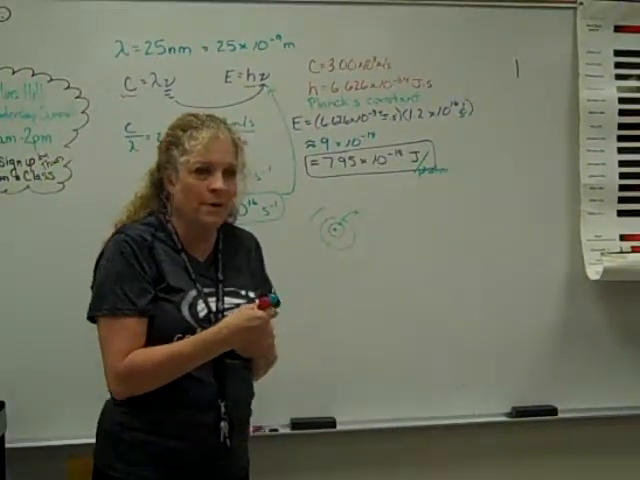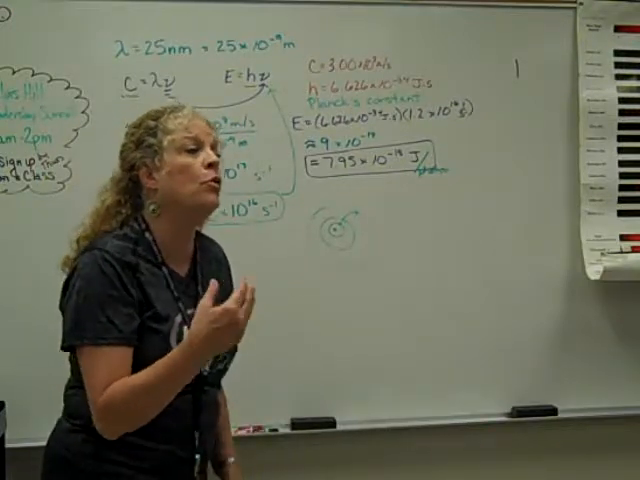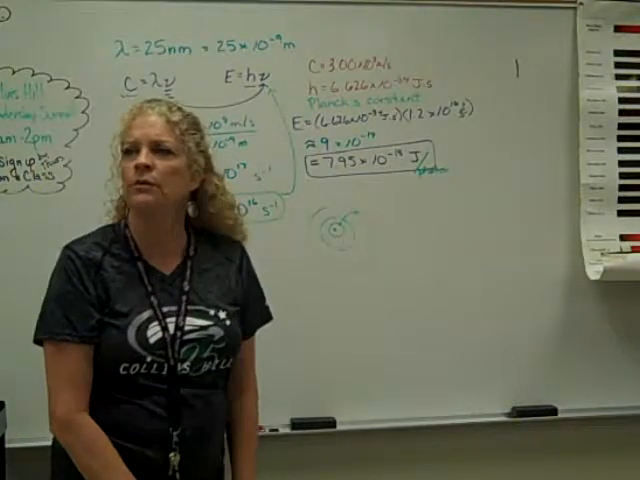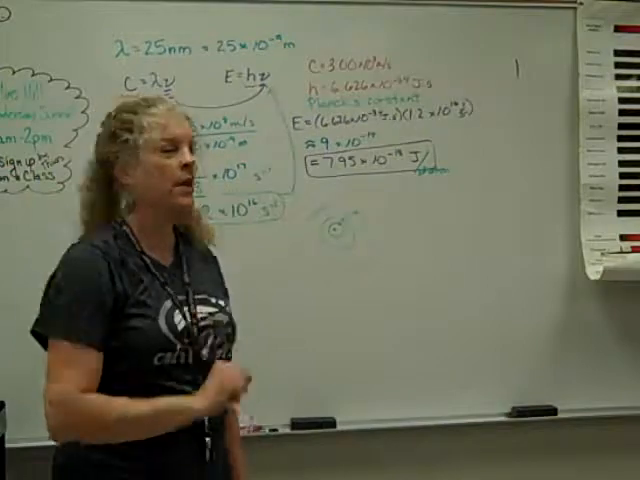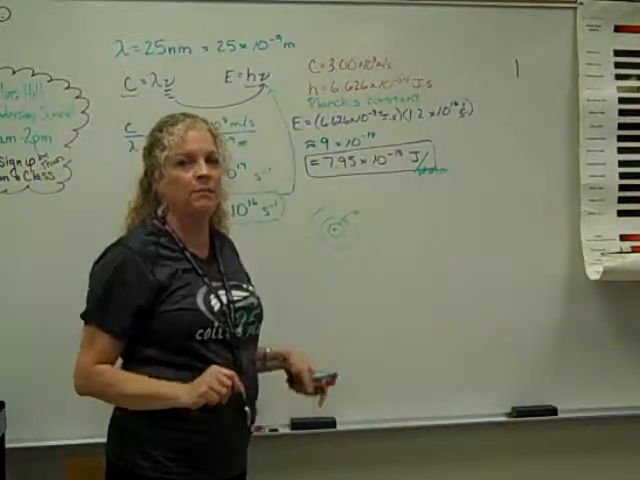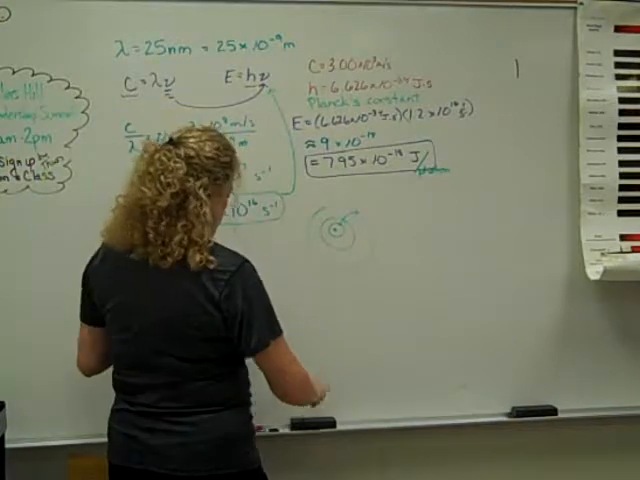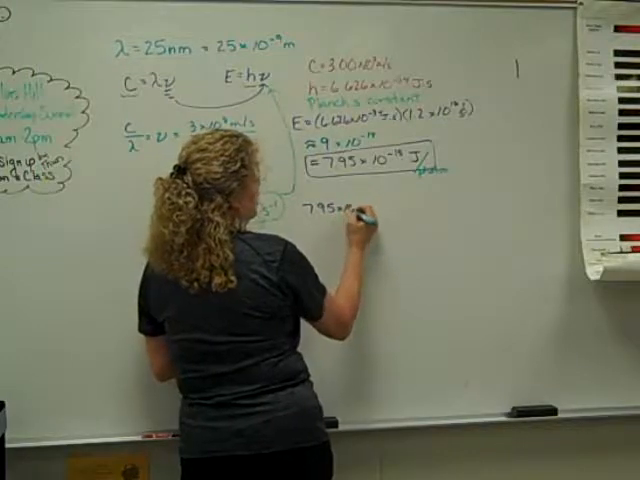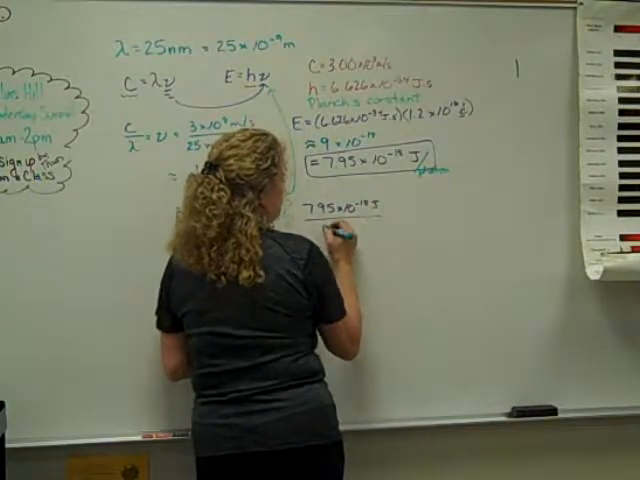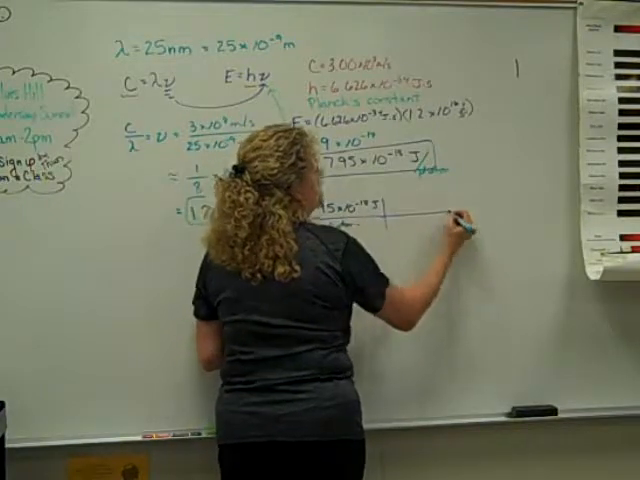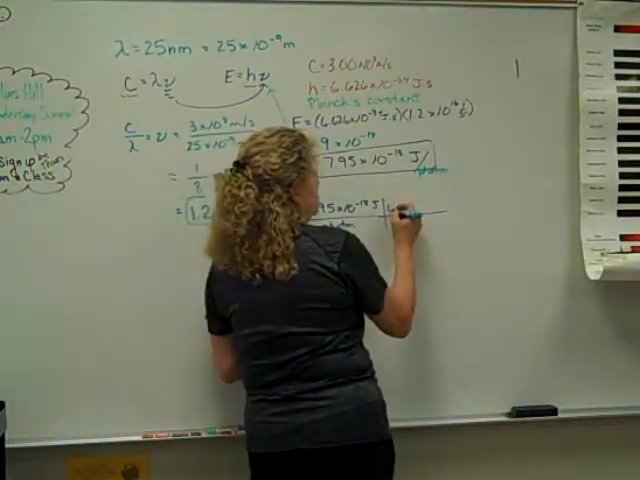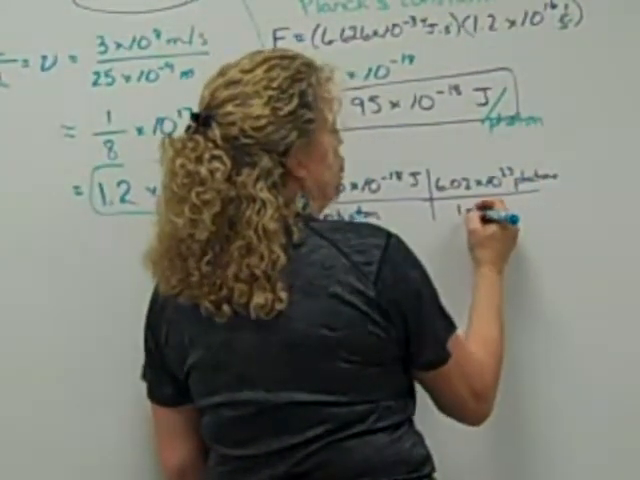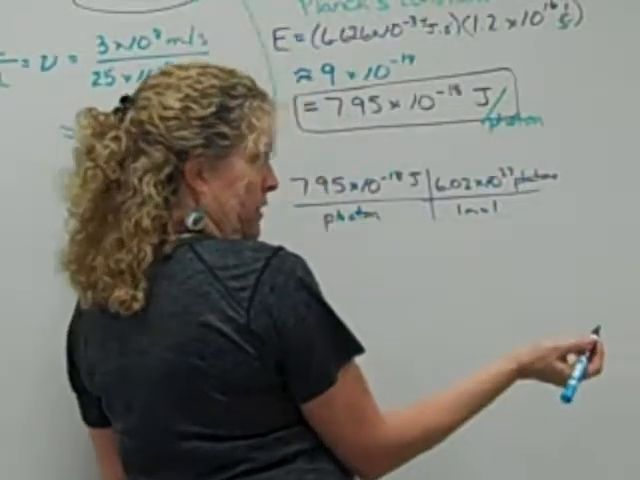The second part of the problem asked you to figure out the energy of a mole of photons. So we just multiply it by 6.02 times 10 to the 23rd. So I'm going to take this number, 7.95 times 10 to the negative 18 joules per photon. And remember, we can have a mole of anything. So 6.02 times 10 to the 23rd photons is equal to 1 mole of photons, right?